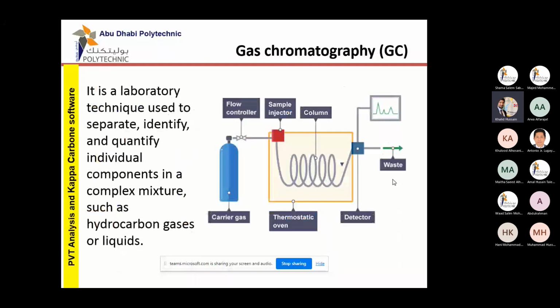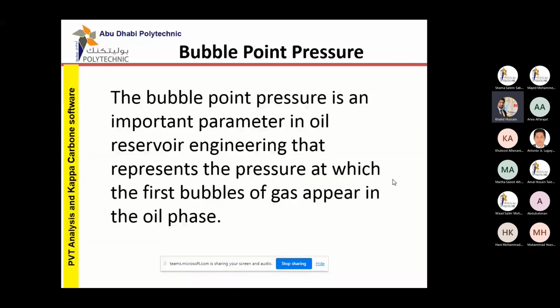After doing this, the second experiment we do in the lab is to find the bubble point. How can we find the bubble point? We put the sample in the chamber in the PVT cell. We expand it and we look very carefully for when the first bubble of gas will come. So let's see here.